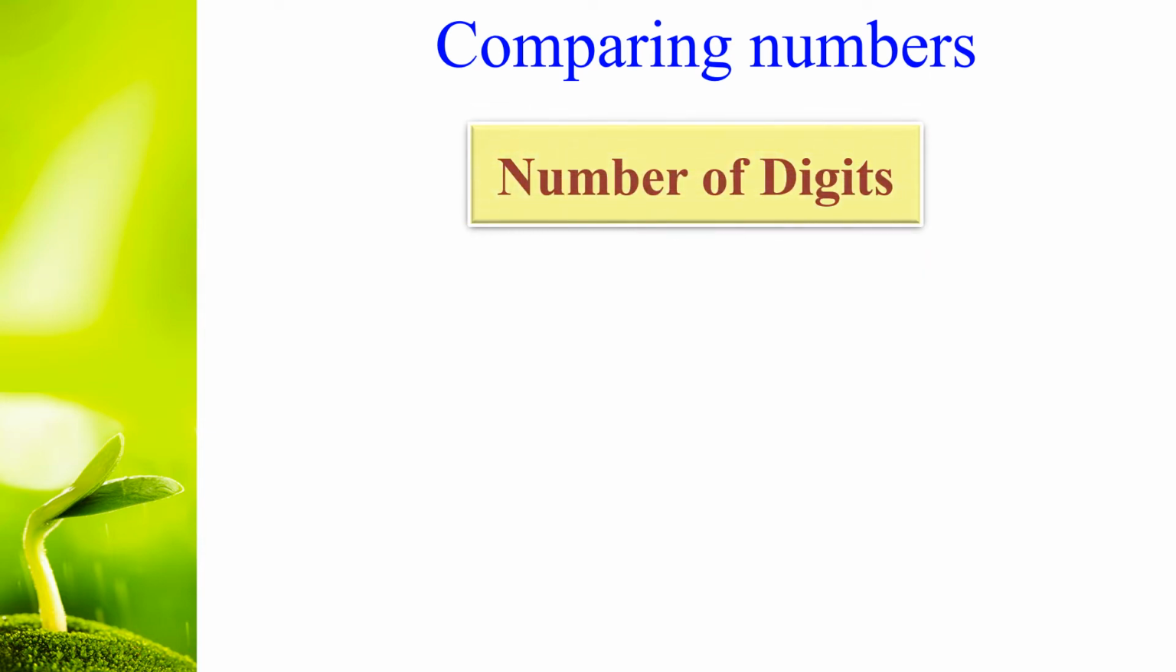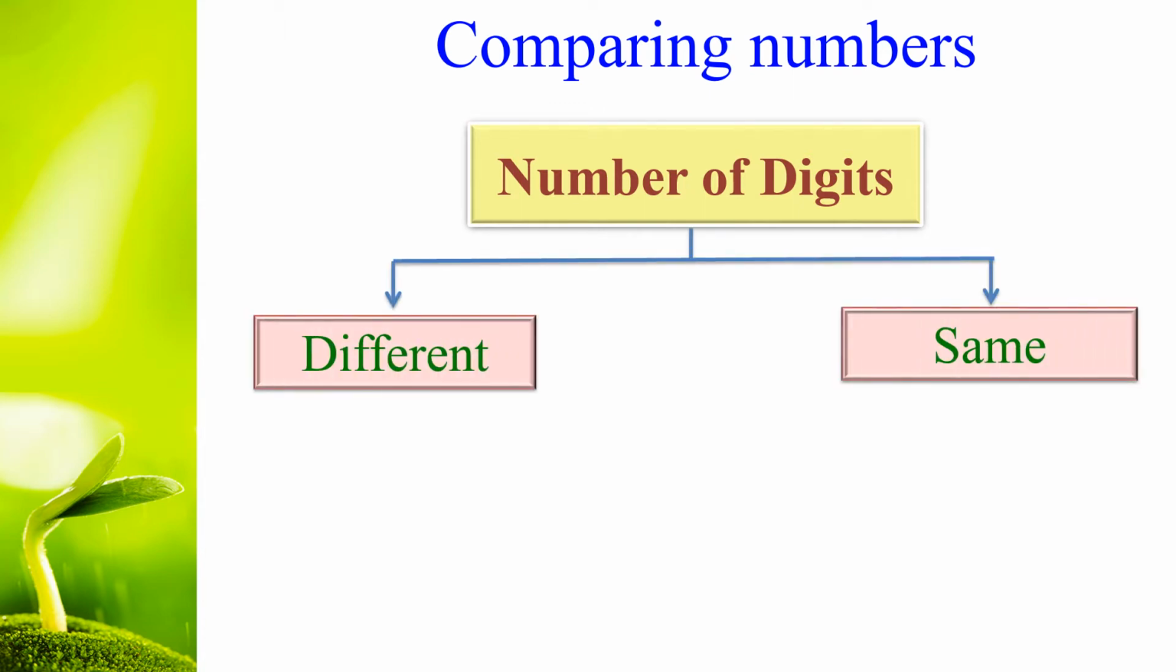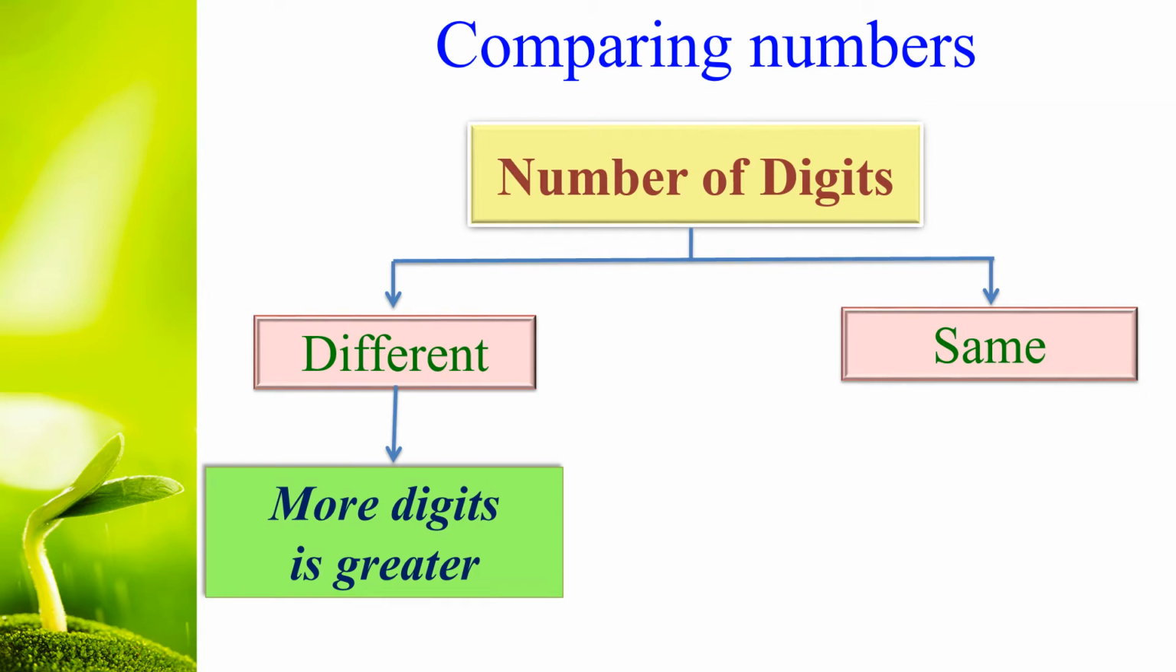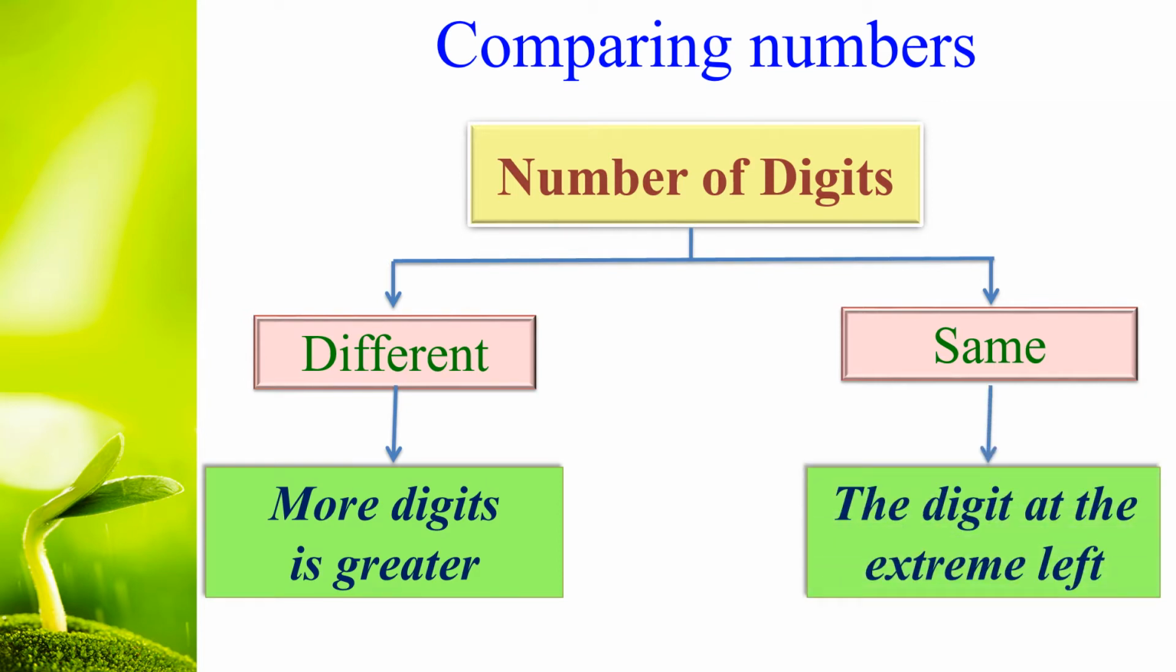Let us see how to compare the numbers. First, count the digits of each number. If the number of digits are different, we can easily identify that the number with more digits is the greatest number. If the number of digits are the same, we can compare the digit at the extreme left, that is, compare the first digit. If the first digit is the same, move to the second digit.